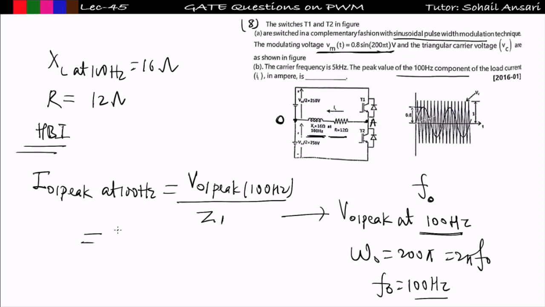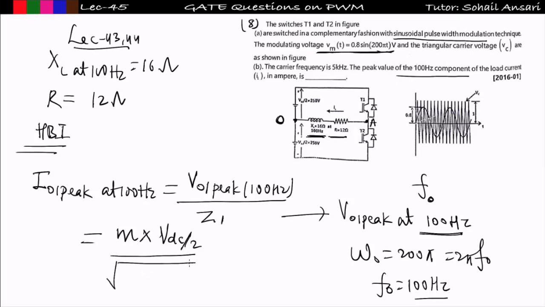So pole voltage will give me the output voltage. I already told you that the peak value of pole voltage is equal to M times VDC by 2. You can go through lecture number 43 as well as 44, you will understand how I am writing this. So the peak value of fundamental output voltage will be equal to M multiplied by VDC by 2 upon Z1, and Z1 is easily calculated by taking the load. Load is given as 12K square plus 16K square at fundamental.